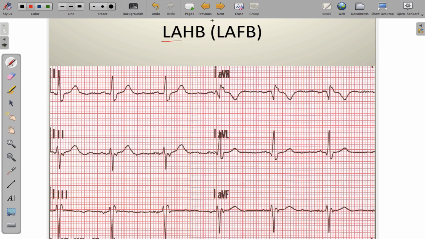And as with all of these other conditions, there are just a small set of rules that we have to look for on the EKG in order for us to make this interpretation of left anterior hemiblock. So here are the rules.